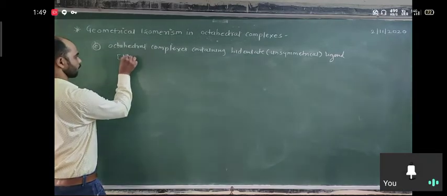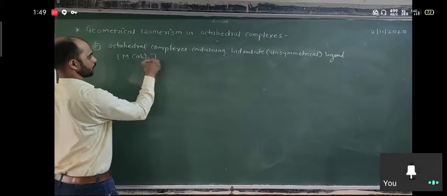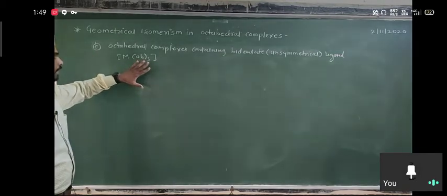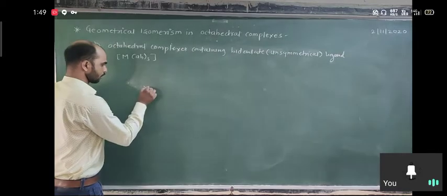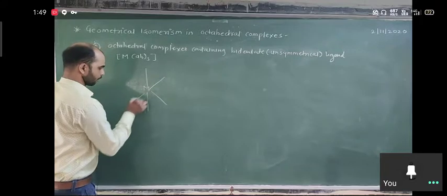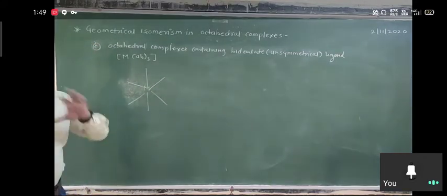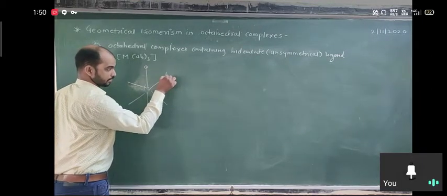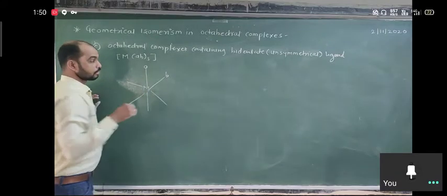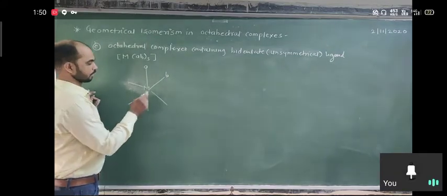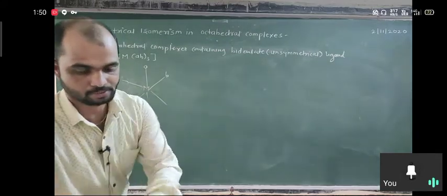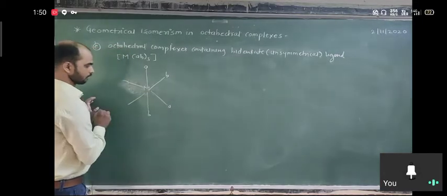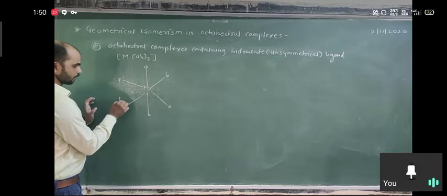Here only one type of example is possible, MAB3. AB is the unsymmetrical bidentate ligand, and three AB ligands are present. We are going to draw the simple structures for cis and trans. For cis, suppose A is here, B is here; in the next case A is here, B is here; and in the last case, A is here, B is here.